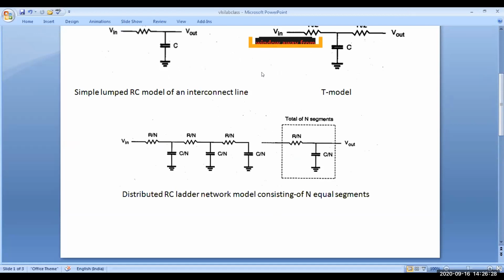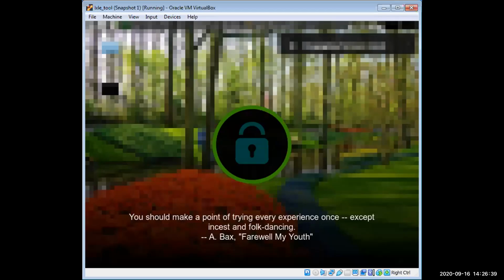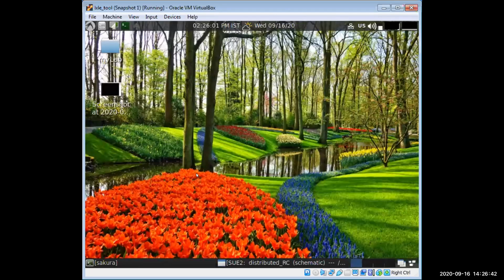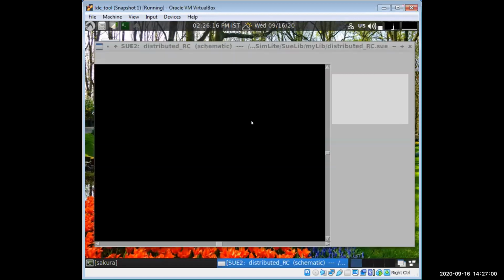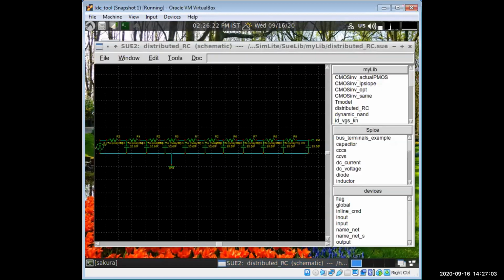Now let's do the simulation. So first, let's go there. Can you see the screen? Yes, you can see. So let's go to SU2. Till now, has everyone understood or not? Yes, sir. For the first segment, it's 5, and for the second segment, 5. Yes, good.